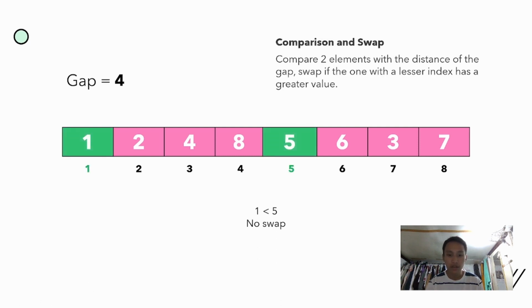So we move into our third iteration. We compare objects with a gap of 4. So 1 is less than 5. No swaps will be made. 2 is less than 6. No swaps. 4 is greater than 3 and 4 has a lesser index. So we swap the values of the third and seventh element. After this, we check the fourth and eighth element. Since 8 has a lesser index than 7 and 8 is greater than 7, we once again swap the values in these places.